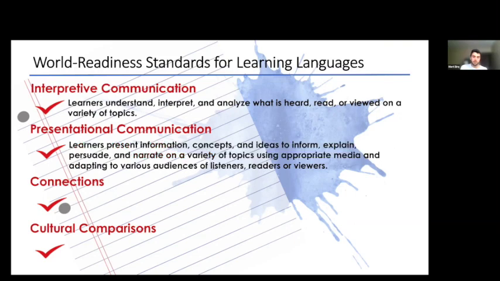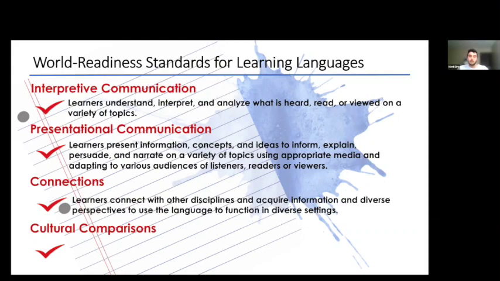When it comes to connections, learners connect with other disciplines and acquire information and diverse perspectives to use the language to function in diverse settings. And then the last one is cultural comparisons. Here, learners use the language to investigate, explain, and reflect on the concept of culture through comparisons of the cultures studied and their own.